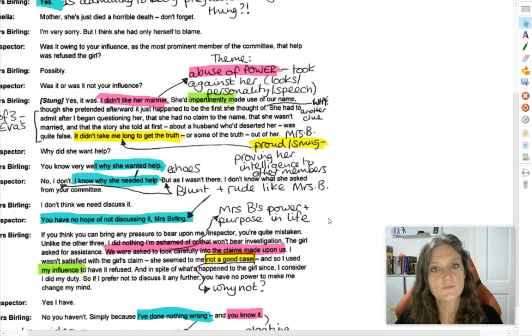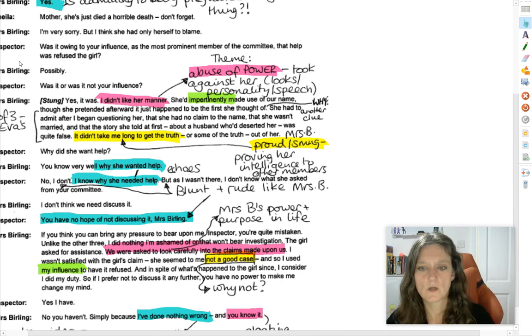So the charity is probably run by a man, and Mrs. Birling has been given this responsibility of looking carefully into the claims. But she's not looking into the claim to find out how much the girl is in need. She's looking into the claim and judging this girl on her perceived morality.